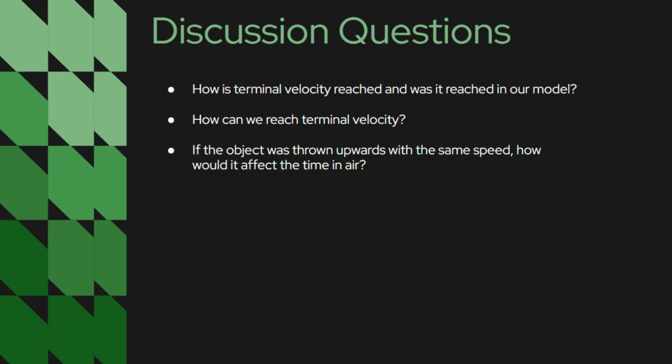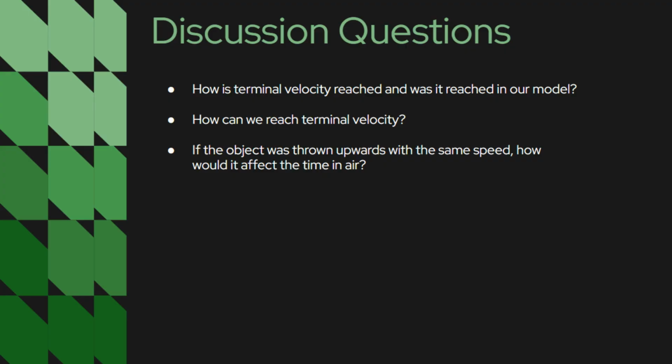Now for some discussion questions. How is terminal velocity reached and was it reached in a model? Terminal velocity is reached when all the forces on an object in air cancel out. In ours, it was not, as drag did not equal gravity by the end. How can we reach terminal velocity? One way to do it is to drop an object straight down from a high enough height so it can reach terminal velocity before hitting the ground.